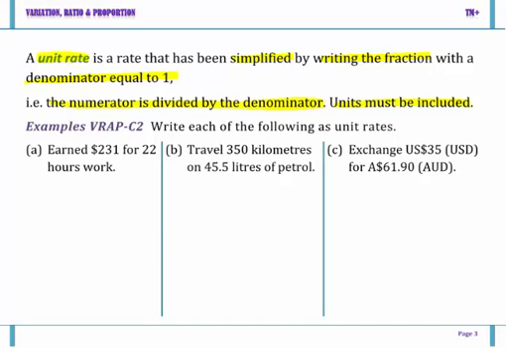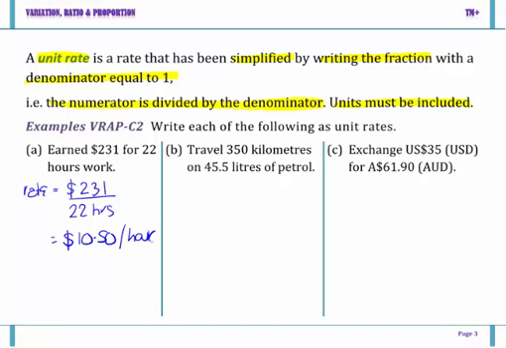So write each of the following as unit rates. Earn $231 for 22 hours of work. So my rate is going to be $231 over 22 hours. So from there, just divide 231 by 22 on your calculator and you get $10.50 per hour.